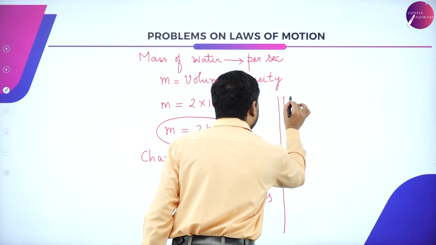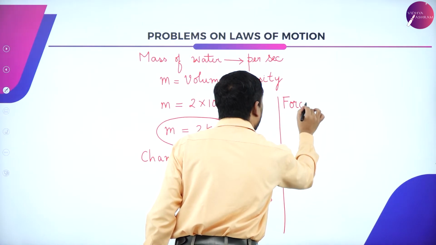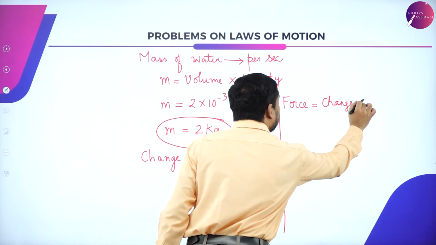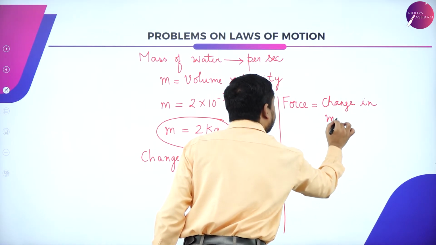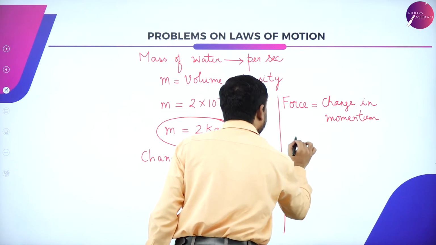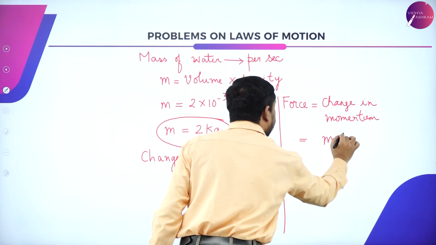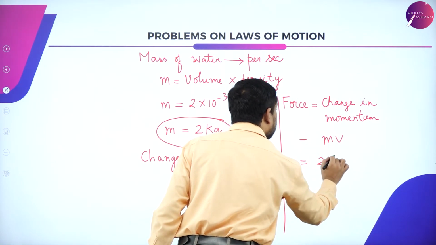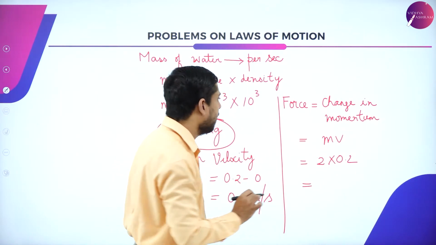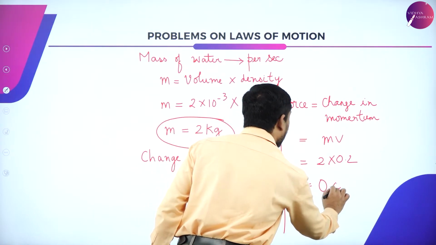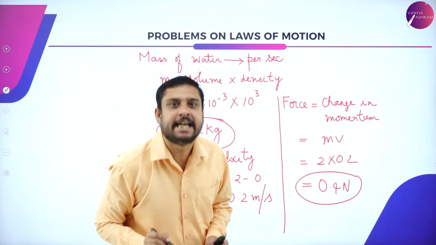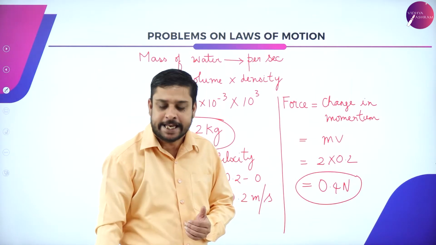Therefore, students, here force is nothing but change in momentum. So this is M into V, 2 into 0.2, and therefore the answer is 0.4 Newton. So this is the force exerted by water on the wall.